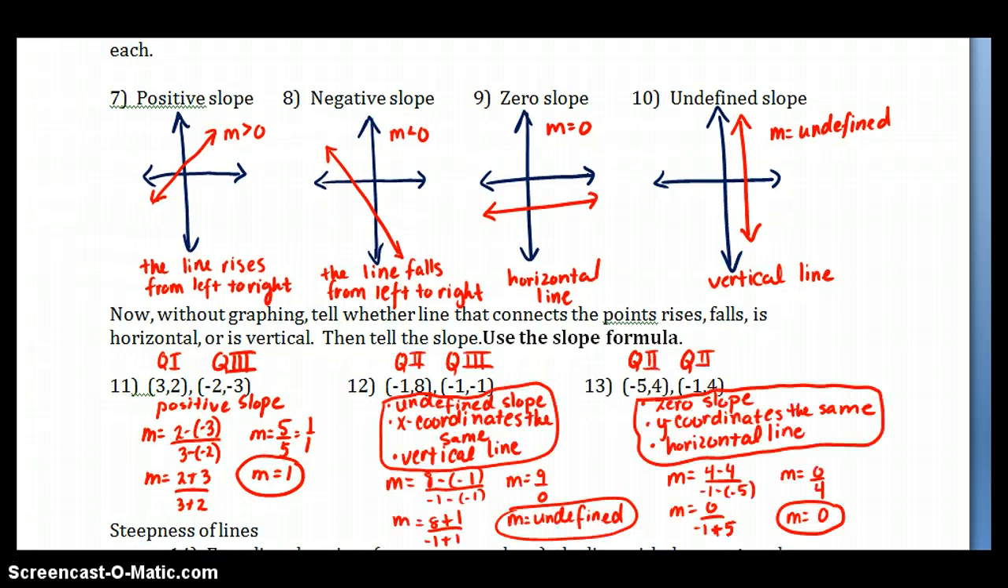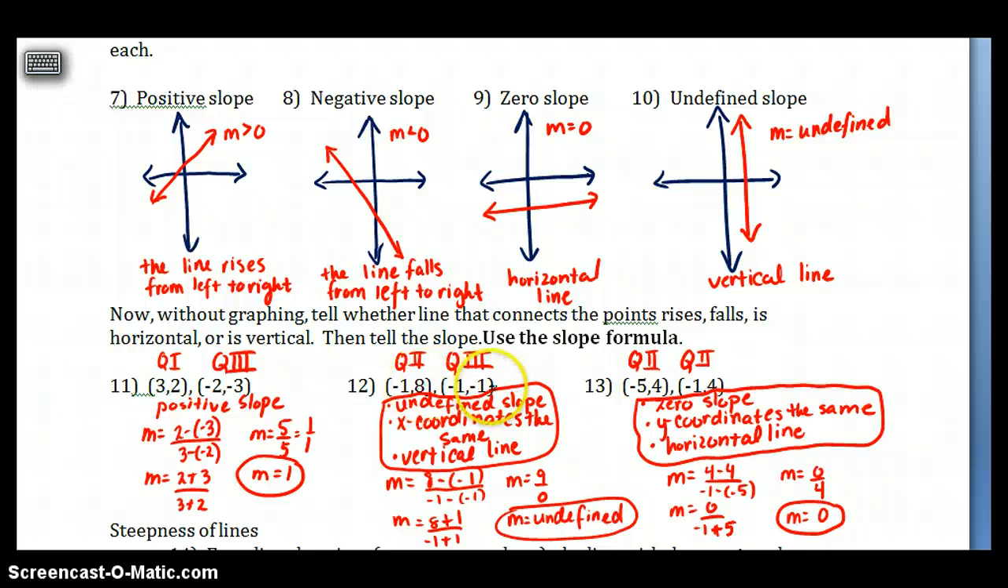All right, for number 12, -1, 8 and -1, 1 are both in quadrant 2. 1 is in quadrant 2, and -1 is in quadrant 3. If you kind of visualize these, they will both be in a straight vertical line, -1, 8 and then -1, -1. And you can tell that because the x coordinates are the same, and we know that vertical lines have undefined slopes. So now let's look at the math.